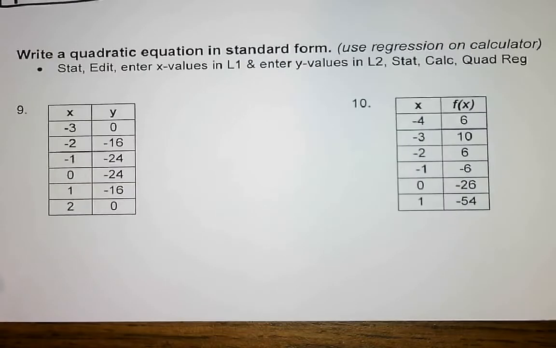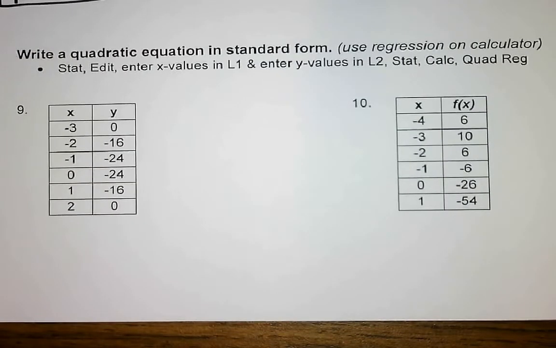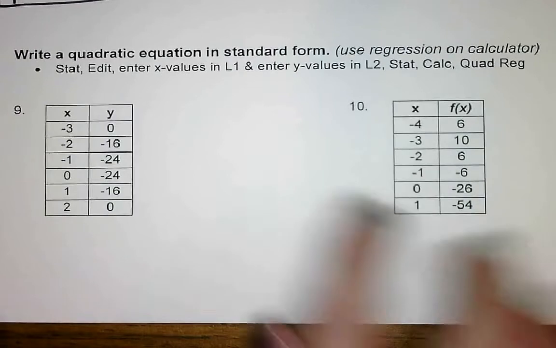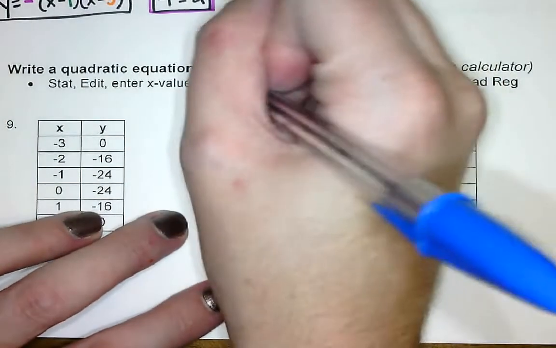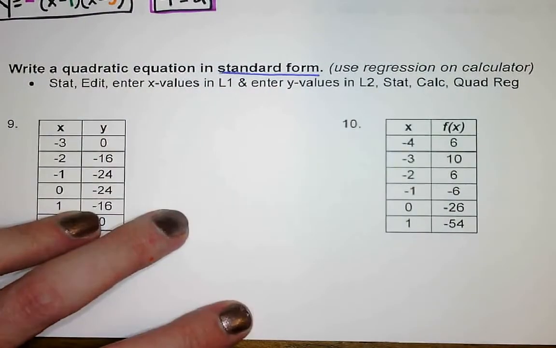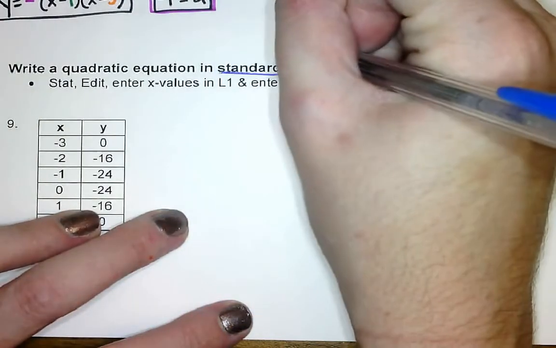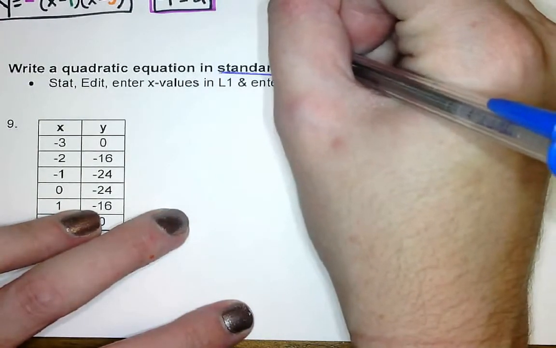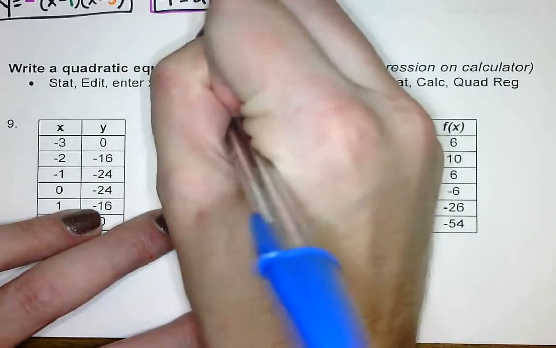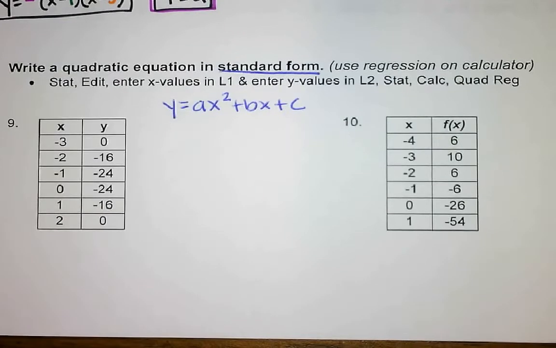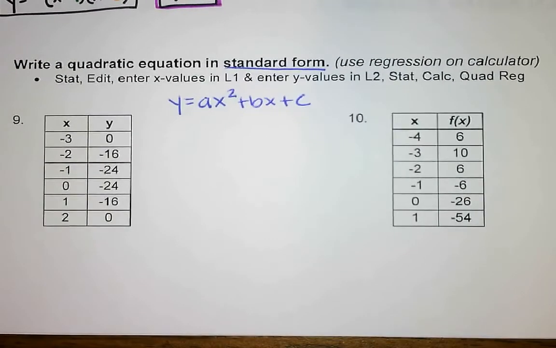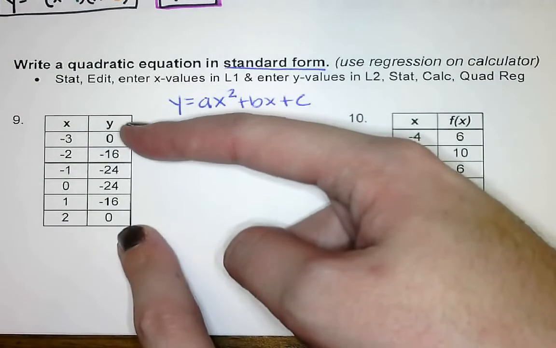But guys, if we want to write it in our standard form, what is the standard form of our quadratics right here, y'all? Y equals what? Yes, y equals ax squared plus bx plus c. So guys, if you are given a table of values and you are asked to write it in standard form, you can do it two ways. You could do it in intercept form and then convert it to standard form, or you can do it with our calculator here.